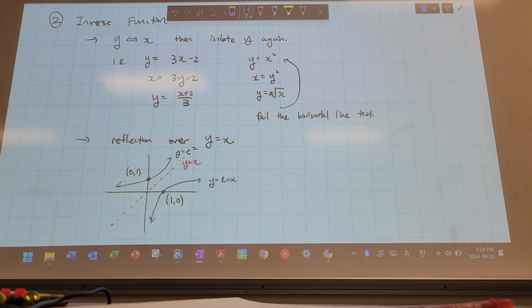This inverse function is used when we're finding the area under the curve, or finding the area with the y-axis as one boundary, in the calculus part. So that's also useful there. Otherwise, let's move on to the next part.